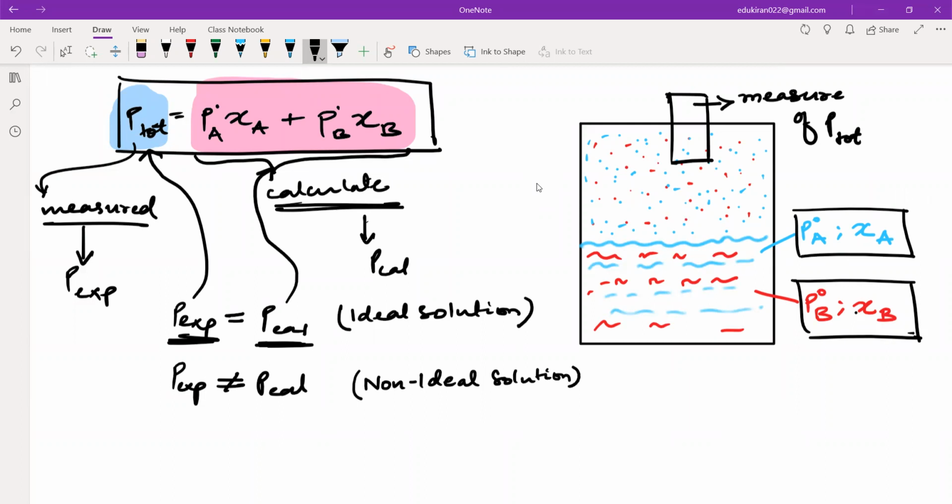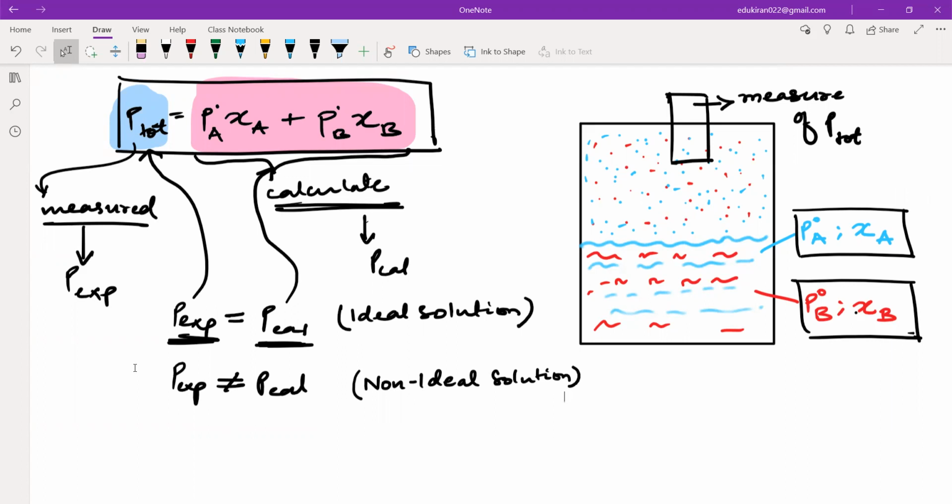These are non-ideal solutions. Okay, did you understand one thing? Yes or no? Please tell me. What is an ideal solution? What is a non-ideal solution? One that obeys Raoult's law and the other doesn't obey Raoult's law. And you also know what exactly happens in order to confirm whether something is ideal or non-ideal, right? It is P experimental and P calculated.